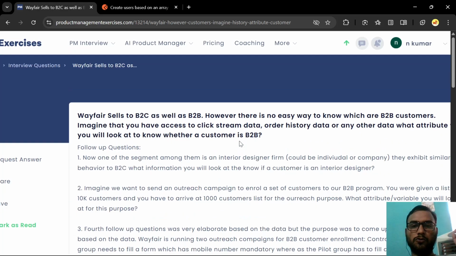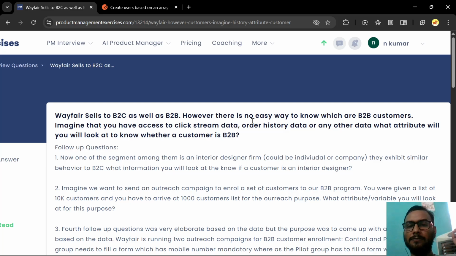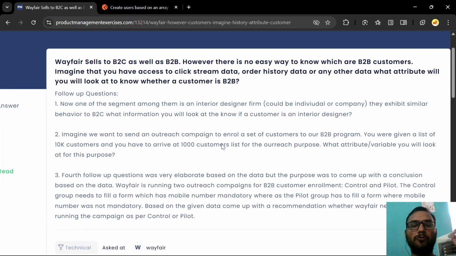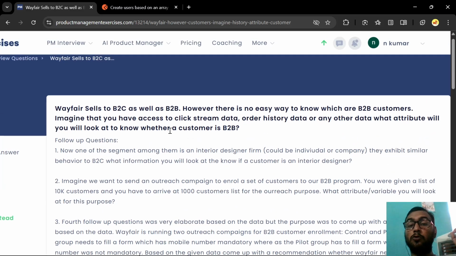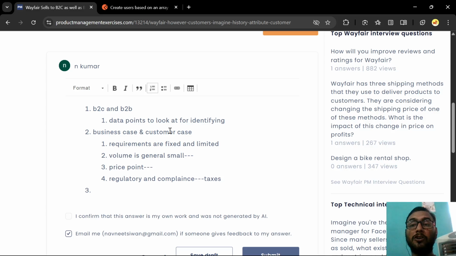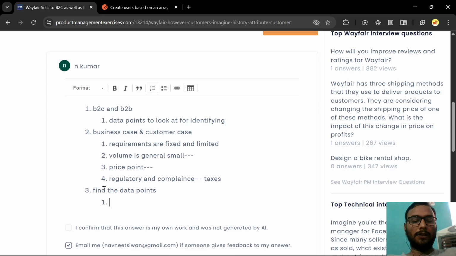So our goal was to find the data points, and they have given some data points like click stream data, order history data, or any other data. So what attributes will you look at? We need to find the data points, and then the attributes in the data point.